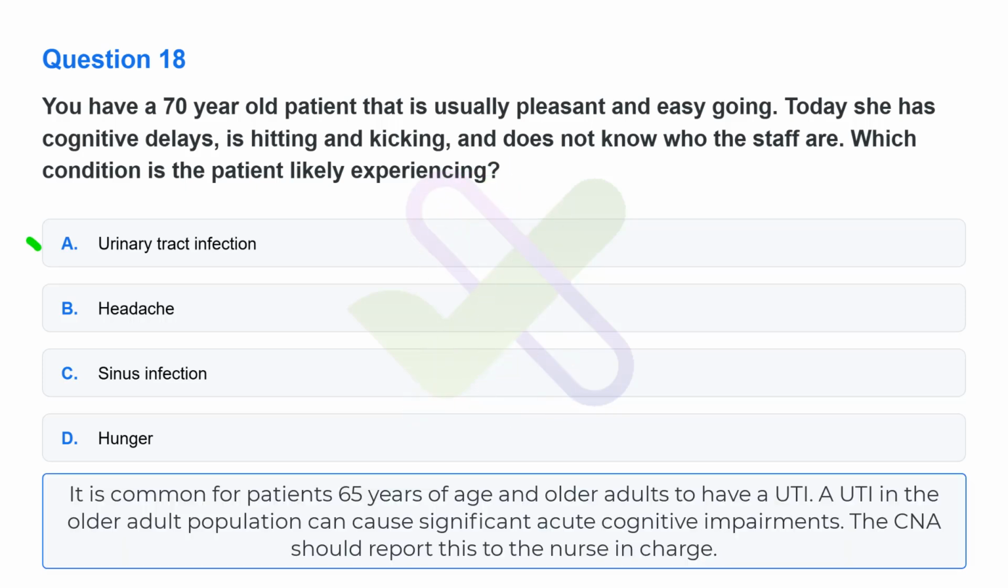Correct answer, A. Urinary tract infection. It is common for patients 65 years of age and older adults to have a UTI. A UTI in the older adult population can cause significant acute cognitive impairments. The CNA should report this to the nurse in charge.